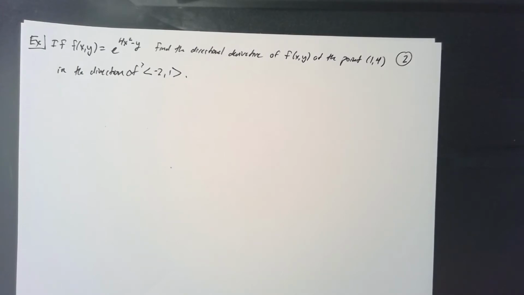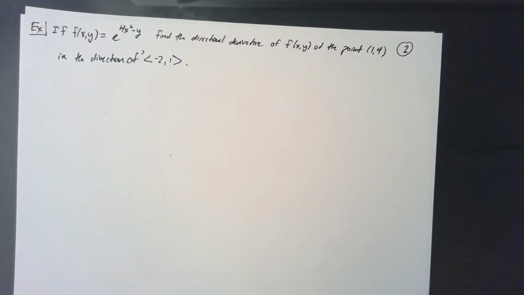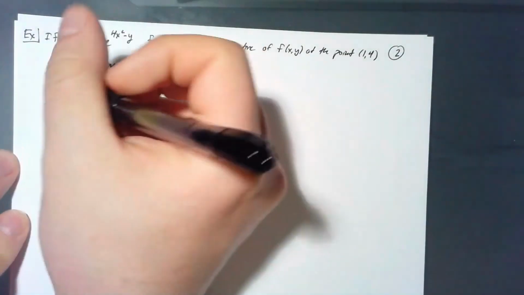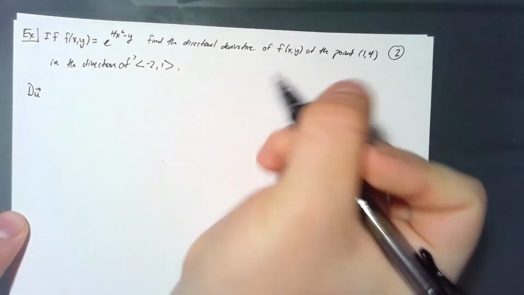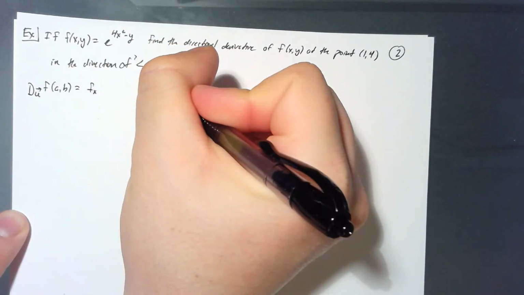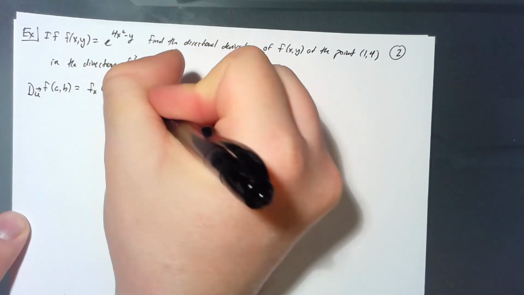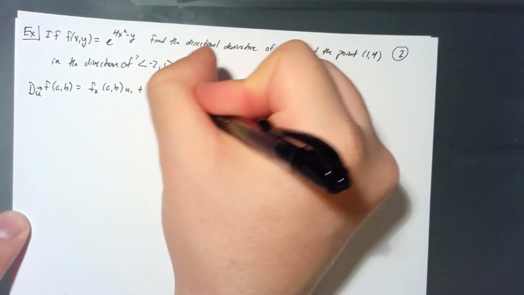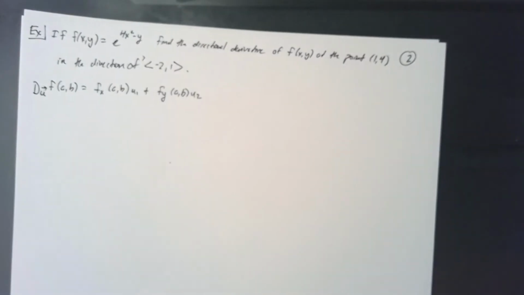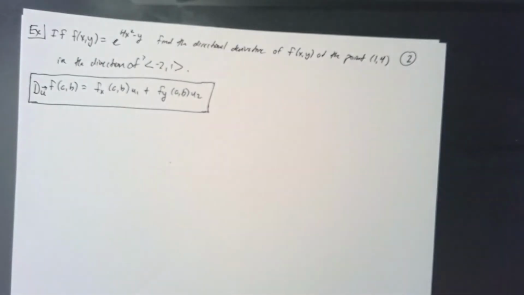Okay, so just like I wrote, this is how you compute the directional derivative. So we're computing this, right? So that's f sub x, the partial with respect to x, at a, b times u1, plus the partial with respect to y at a, b times u2. So that's what we're trying to compute. Okay, well, let's go through that.